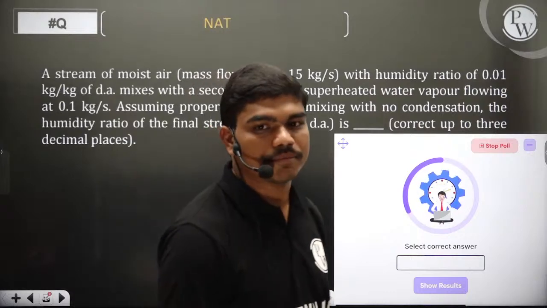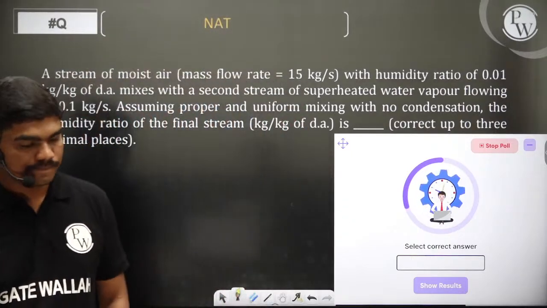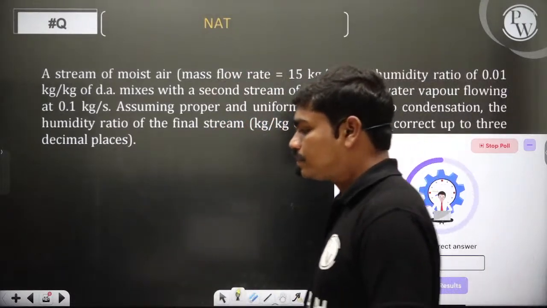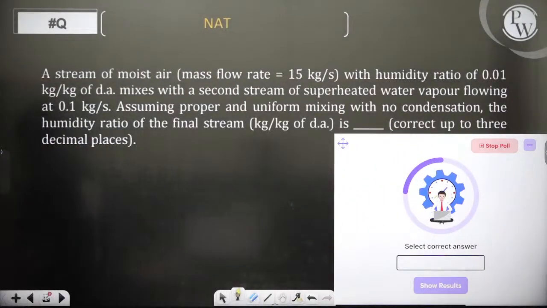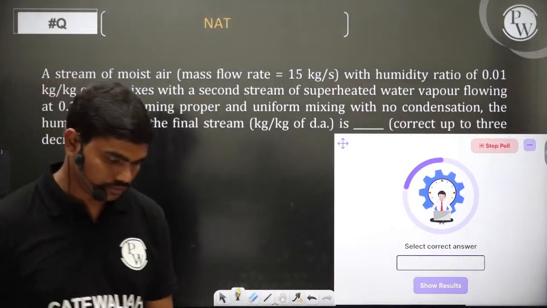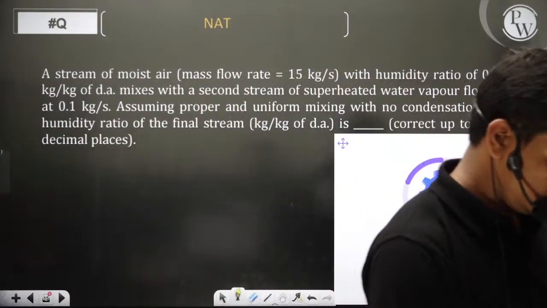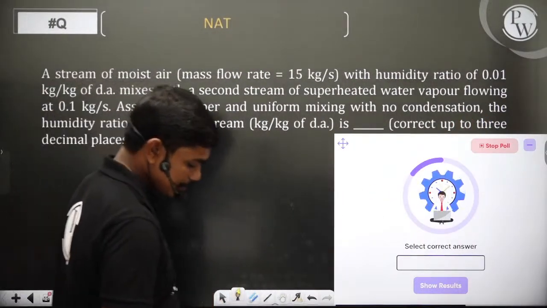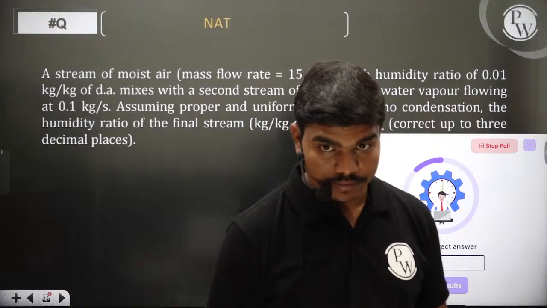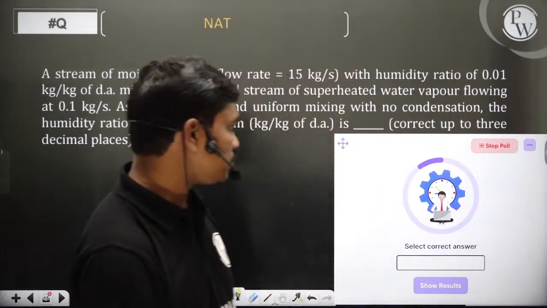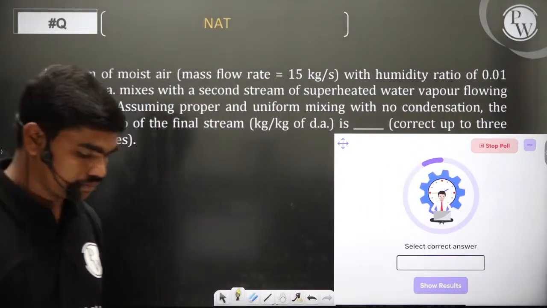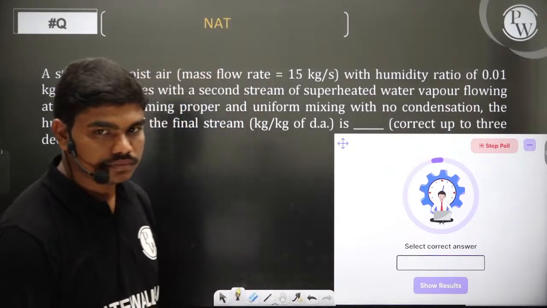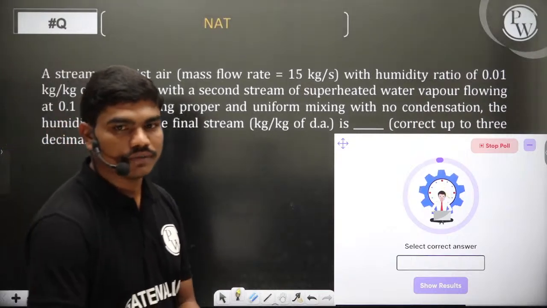Come on guys, the time is running out fast. Done? Are you able to solve this? Come on guys, it's already 1 hour since we started. Only 1 more hour left.